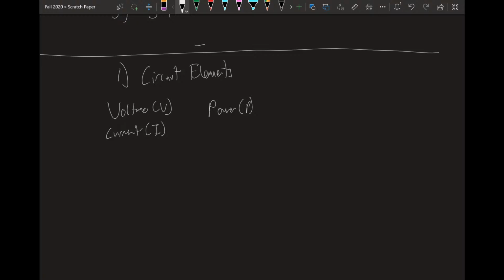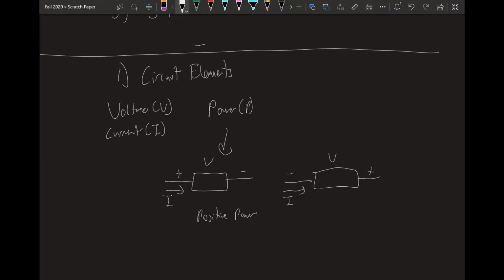Let's talk about power a bit. The passive sign convention. If you have some terminal with some voltage across it and some current entering the positive terminal, this is positive power. If you have the opposite, with some voltage across it, current entering the negative terminal, this is negative power. This is the passive sign convention, and it's completely arbitrary. This is what we use.